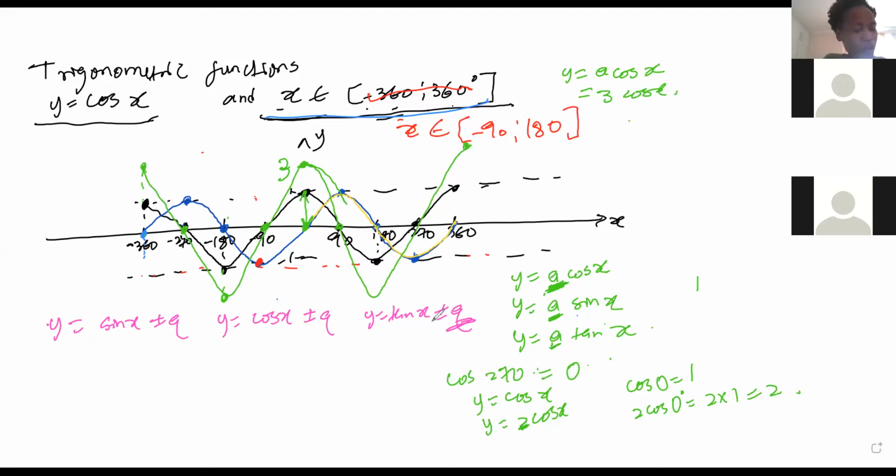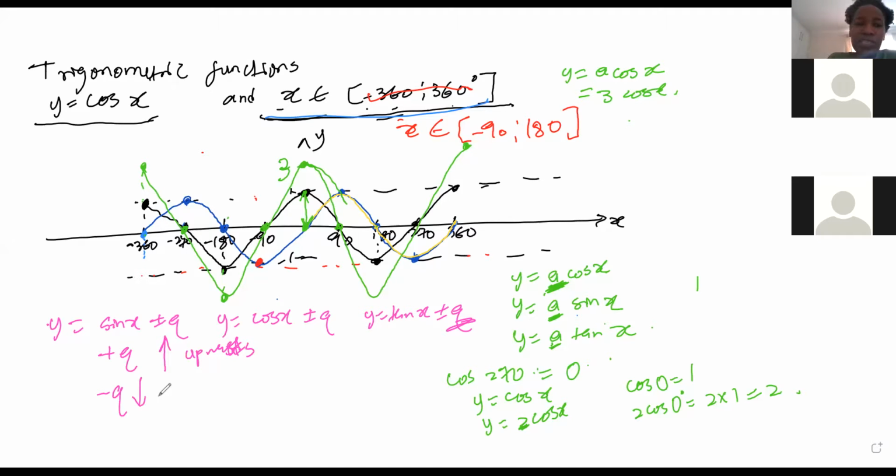The value of q is going to shift the graph up and down, just like on the other functions. If it's plus q, it's going to shift the graph upwards. If it's minus q, it's going to shift the graph downwards, by that q units.